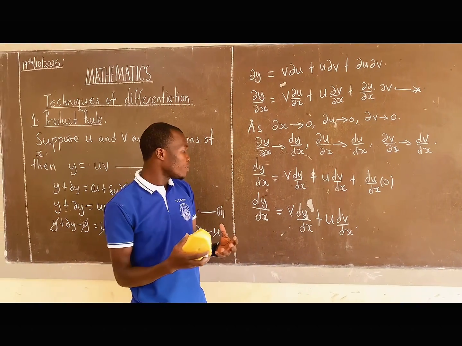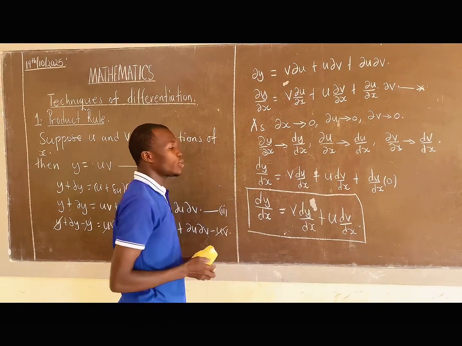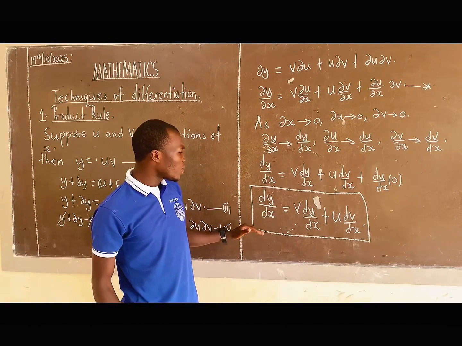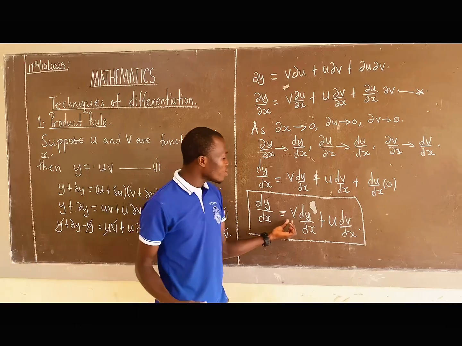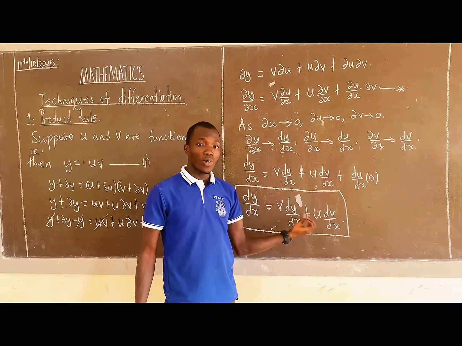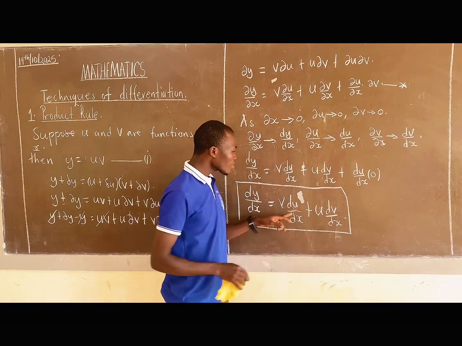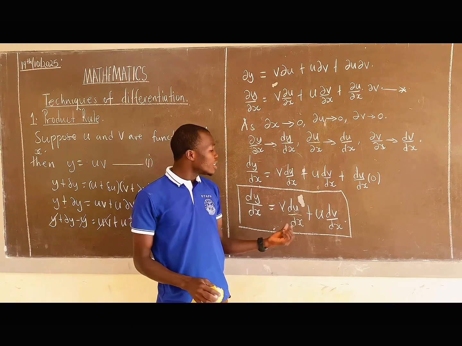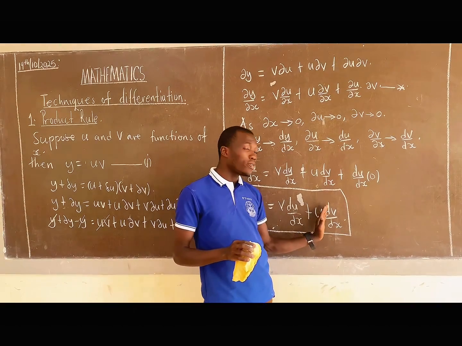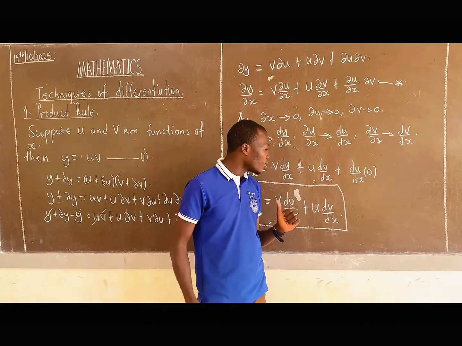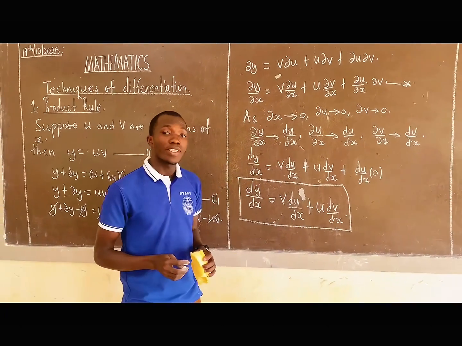So in simple terms, this is the rule that we are going to apply, meaning that when we are differentiating a function which is a product of two functions, we shall first of all maintain the second function constant, then differentiate the other function, this is du/dx, then we add the first function, we maintain it constant, and we differentiate the second function. Let's look at one example to clarify this.